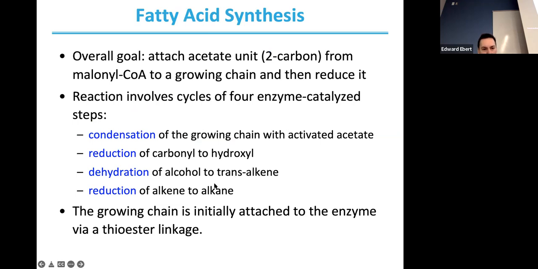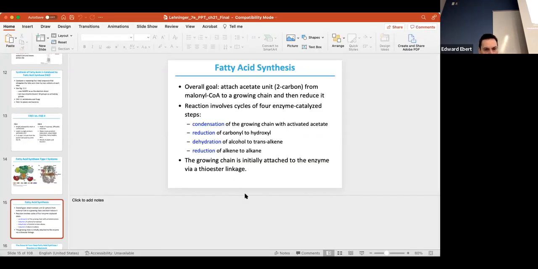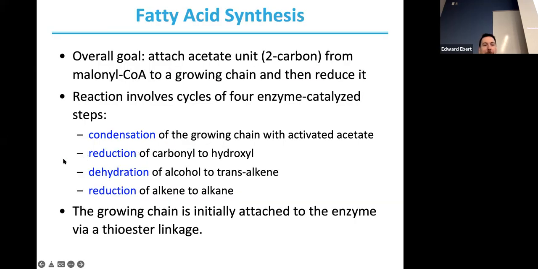Okay, I want to make sure I'm not going too fast here. Oh, okay, good. This is a really, really long chapter, so I'm not going to go too far into it.